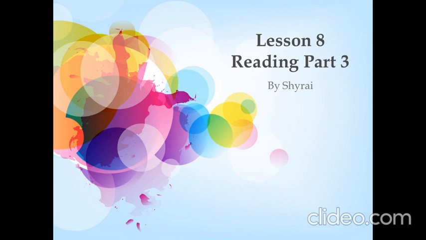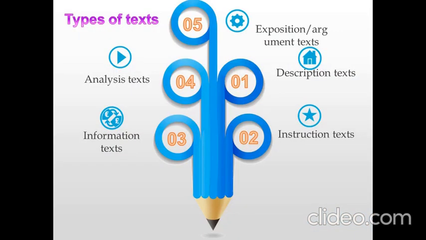So let's start our lesson 8, reading part 3. So this lesson we'll be talking about types of texts. As you see here, we have 5 of them in total. The first one, analysis text, information text, exposition or argument texts, description texts, and instruction texts. Let's go through each in detail.